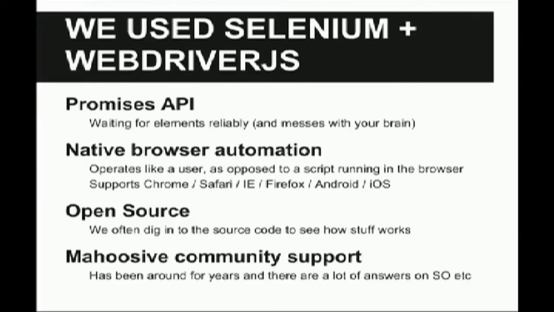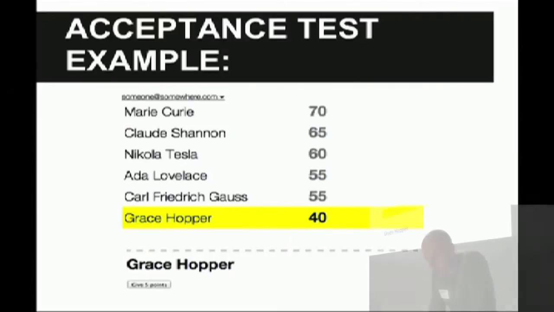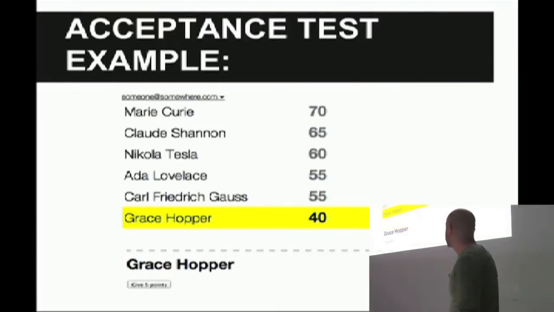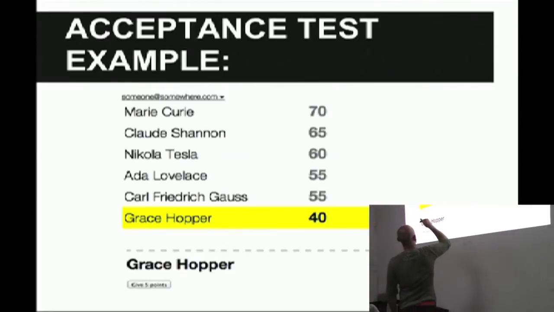Basically, you can build out a farm, and if you've got a really big code base, then you can test it really quickly. It's also open source, and there's massive community support. So, some people will know this example. It's basically the leaderboard application in Meteor. You select the player, you give it 5 points, and it'll move up.